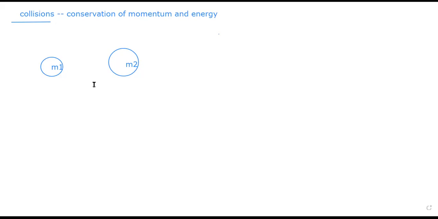So they cannot collide with each other. They cannot hit each other. We can say, in general terms, hitting. They should hit each other. So that hitting can happen only if one of the two masses is in motion.